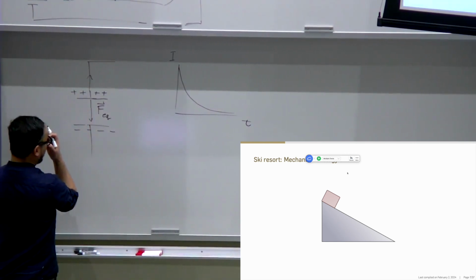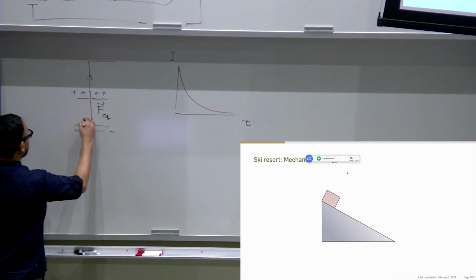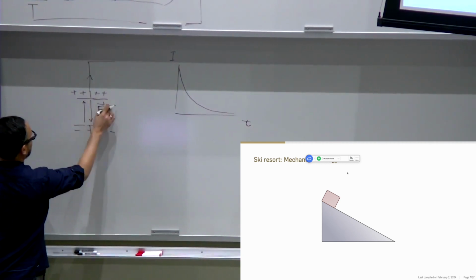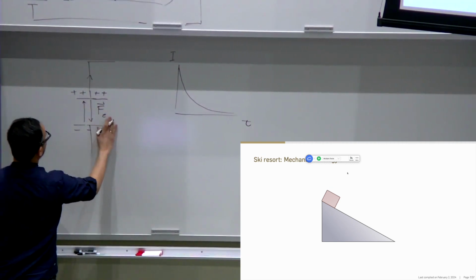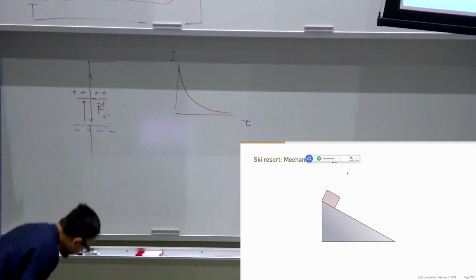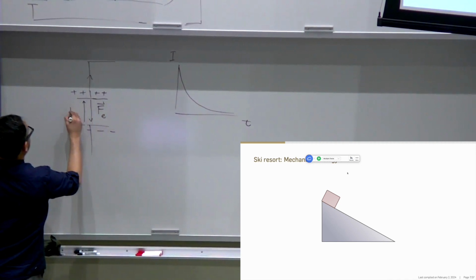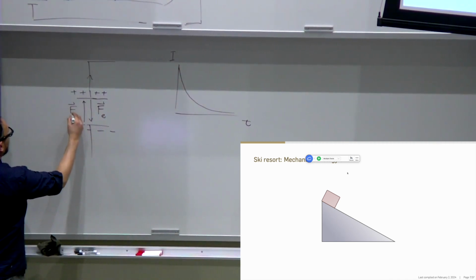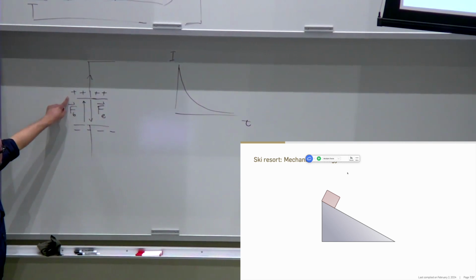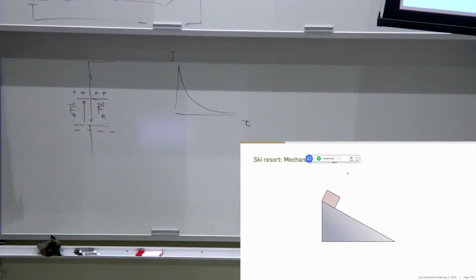Basically, what the chemical reaction in a battery does is it opposes this electrostatic force, so it can keep more positive charges on top and negative charges at the bottom.